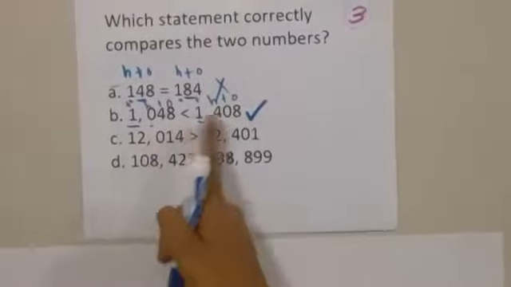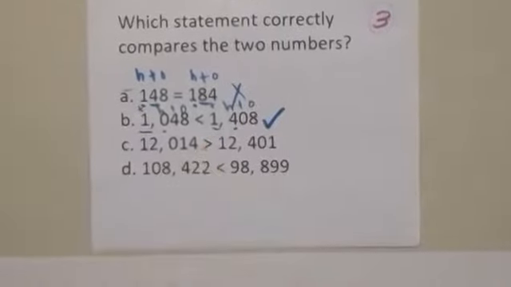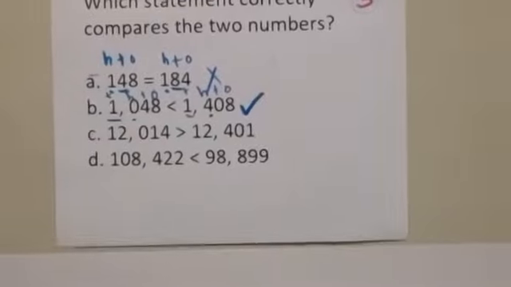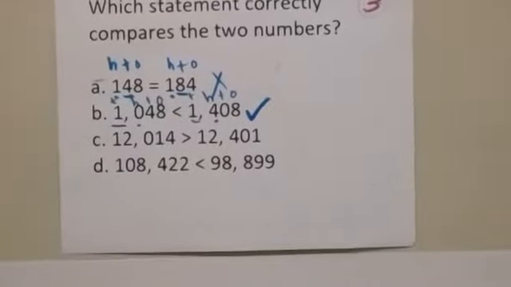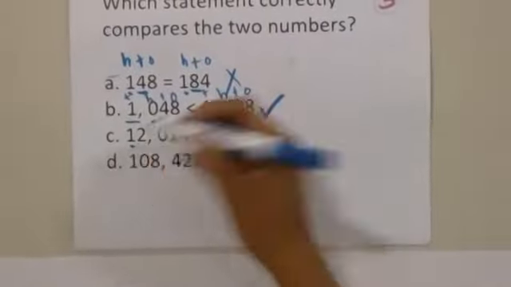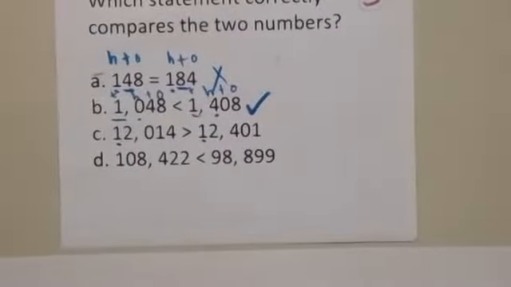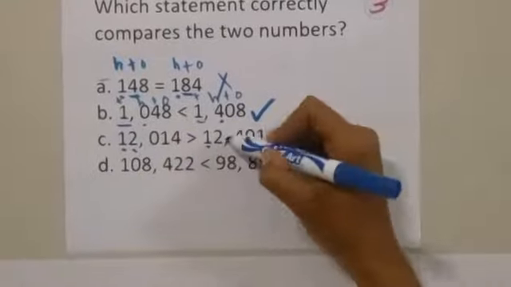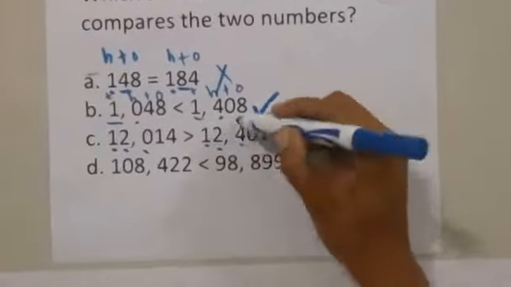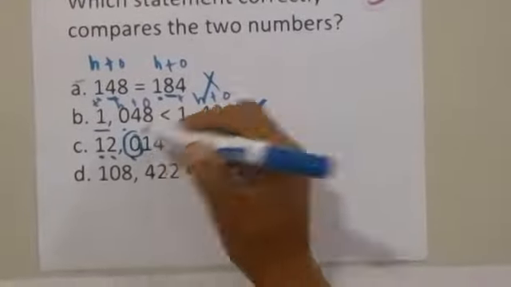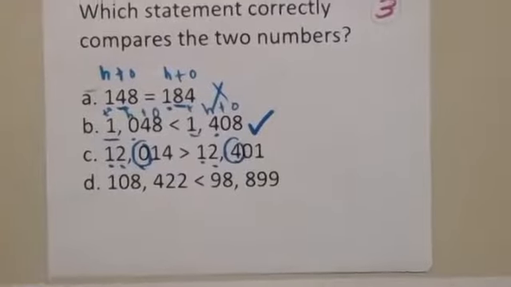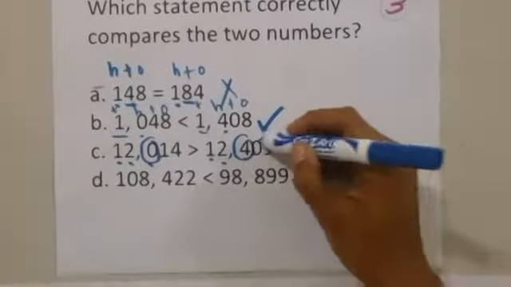So we decided that this one was true because 1,408 was bigger because of the number in the hundreds place, the 4 and the 0. Let's move on and look at the next one. So starting here, these are both 10,000s. Those are the same. Thousand spot, those are the same. Let's check the hundred spot. Now we can compare the hundred spot. So what's bigger, the 4 or the 0? The 4 is. So that means this is my bigger number.